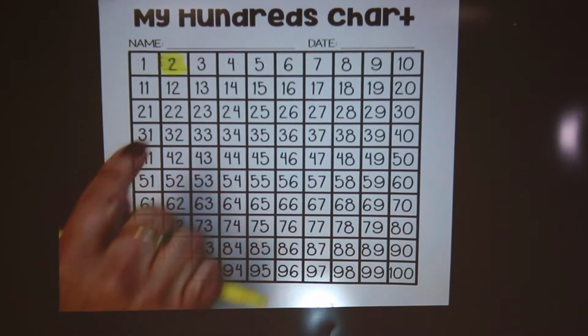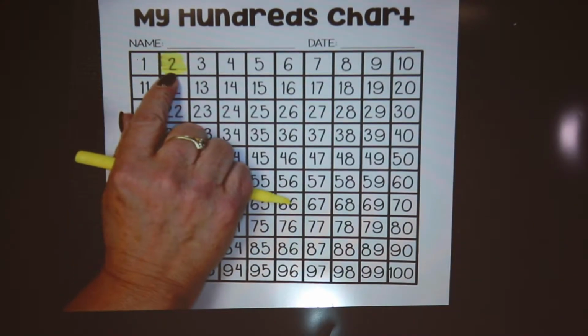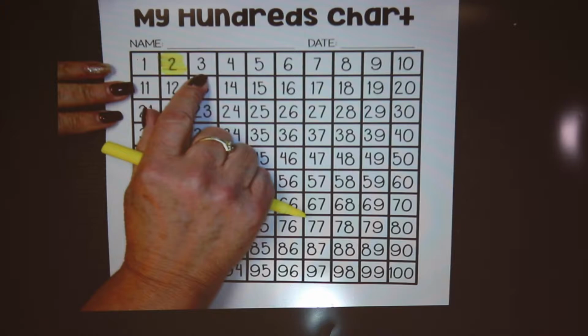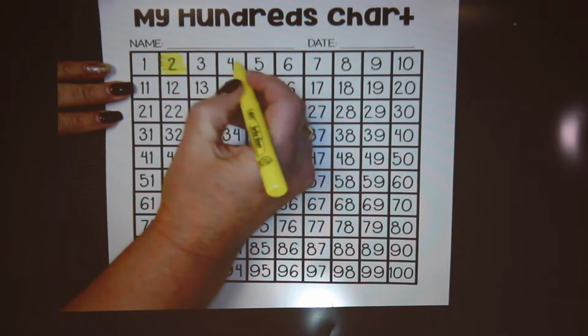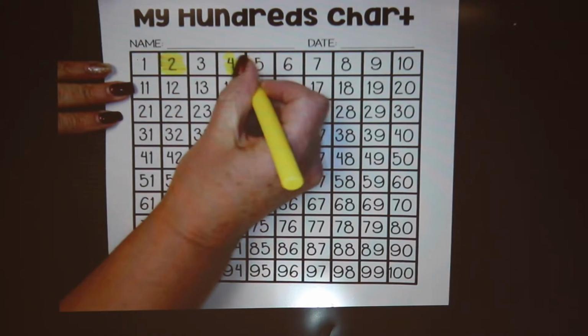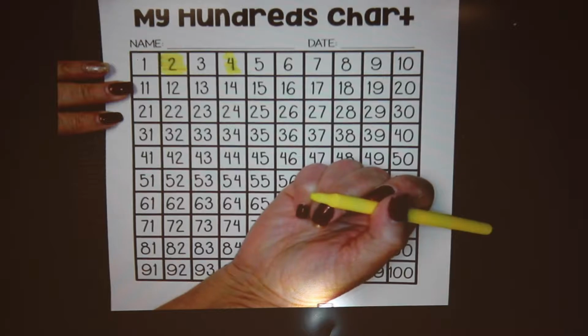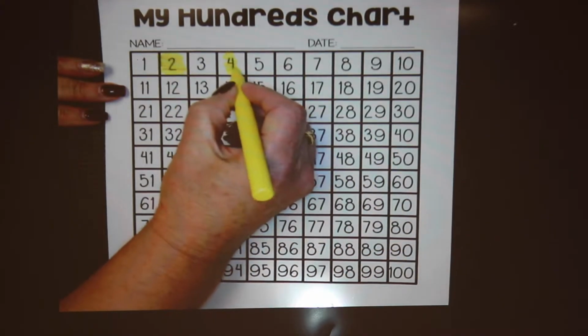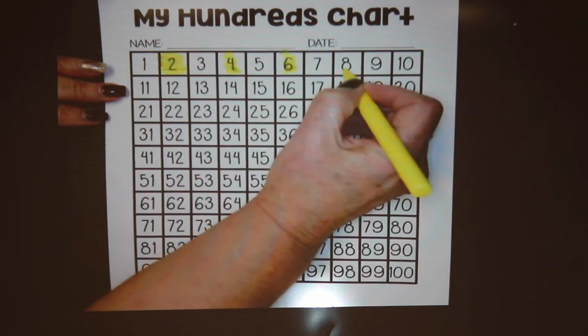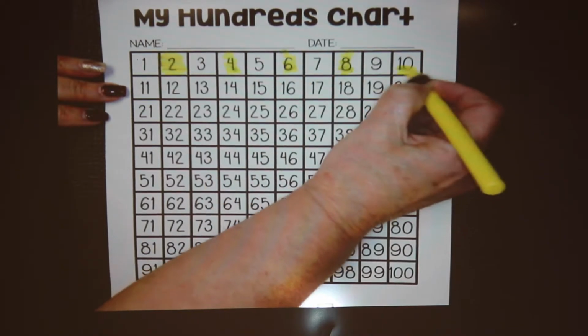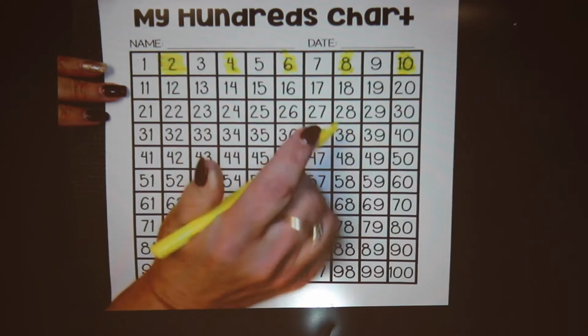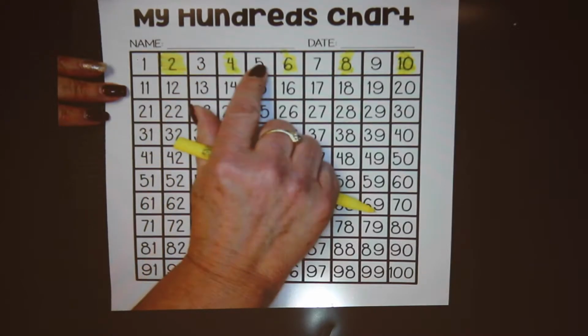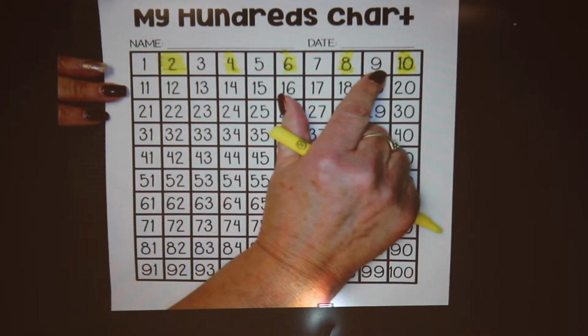So if we're looking at our hundreds chart, we start at 2, then we skip the next number, and then we go to 4. So skip counting by twos is every other number. So 2, 4, 6, 8, 10. So you'll notice our pattern, there's an empty number that was not highlighted in between each.